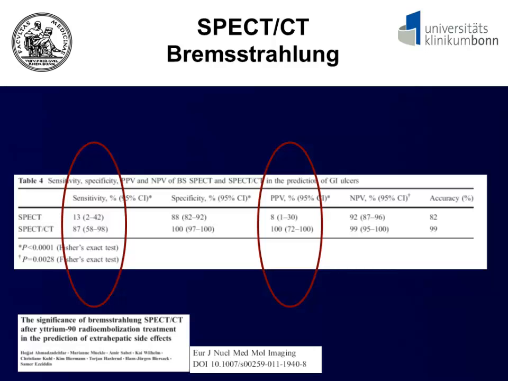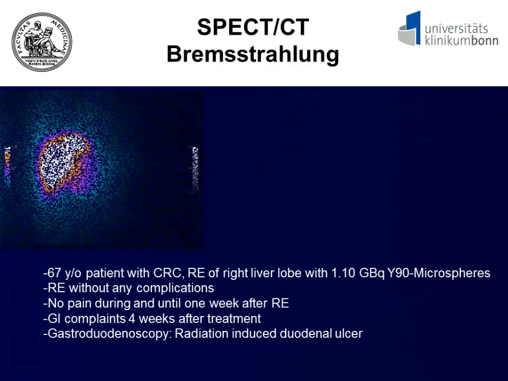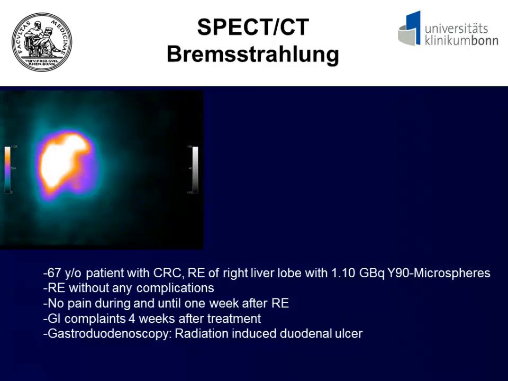SPECT CT has a sensitivity of 87% and a positive predictive value of 100% in predicting GI ulcer after radioembolization. I am going to show you some examples here. A 67-year-old patient with colorectal cancer. We did a radioembolization of the right liver lobe with 1 gigabecquerel yttrium-90 microspheres. During the radioembolization, we didn't have any complications, no pain during and until 1 week after radioembolization, but GI complaints 4 weeks after treatment.